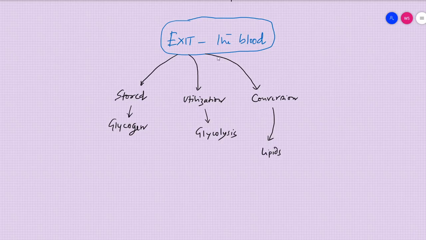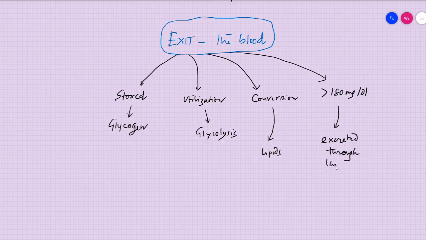What else can happen if there is a high concentration in the blood and it has reached the renal threshold? And what is the renal threshold? Greater than 180 milligram per deciliter. Then it will be excreted through the urine. Okay?